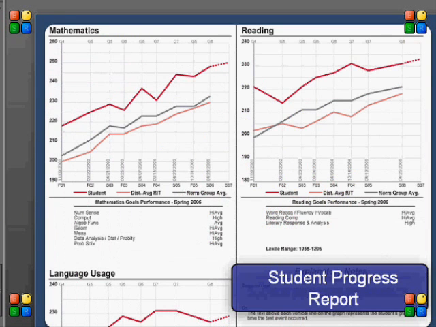Now, another thing that this does is it looks at the progress of the student over several years. And here we have fall 02, spring 03, fall 03, and so on. And you have the student, you have the district average, you have the norm group average, and so on. Math, reading, language, and so on.